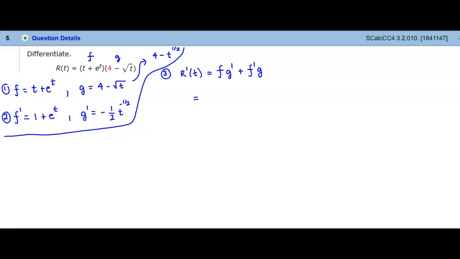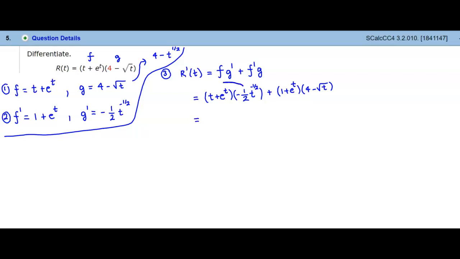So we know that f is equal to t plus e to the t times g prime, which is negative 1/2 t to the negative 1/2, plus the derivative of f is 1 plus e to the t times g, which is 4 minus the square root of t. So let's go ahead and distribute.